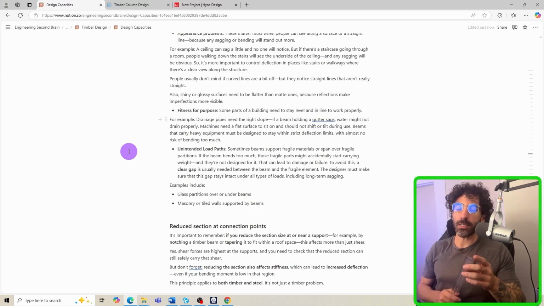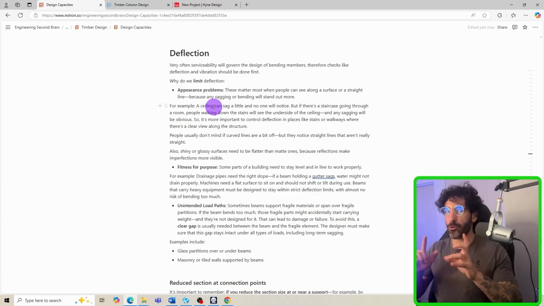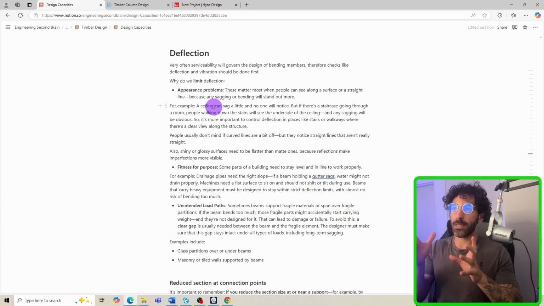And then the last thing is to limit the effect of creep, and we're going to talk about creep in a second. So if you head to our second brain in the deflection section, there are some examples or some specificities that might help you understand all these concepts that I'm talking about. For example, in the appearance problems, I talk about how a staircase going through a room could affect the perception of deflection. So have a read at this example about a staircase.